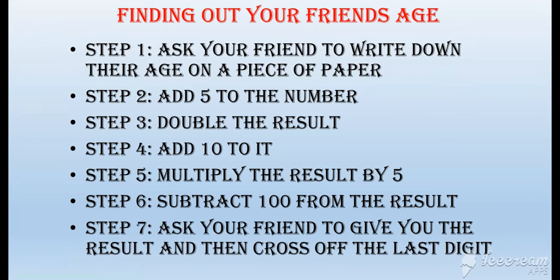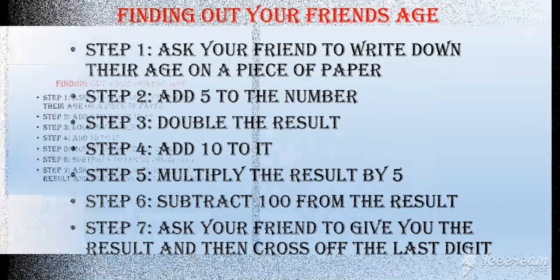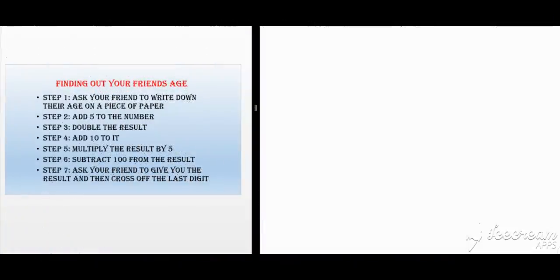Step 7, which is the final step, you will ask your friend to give you the result and then cross off the last digit. The value that you now have is the age of your friend. But the question is, how does this work mathematically? So guys, now let us look at a demonstration of this trick.